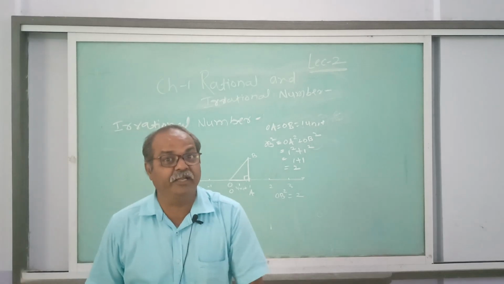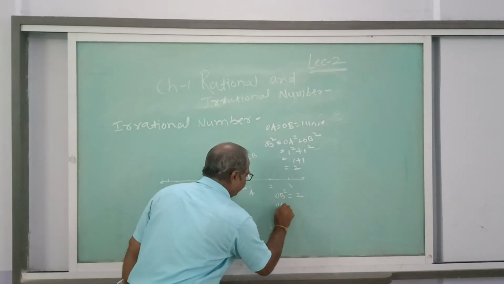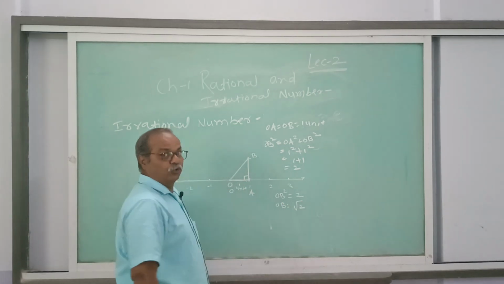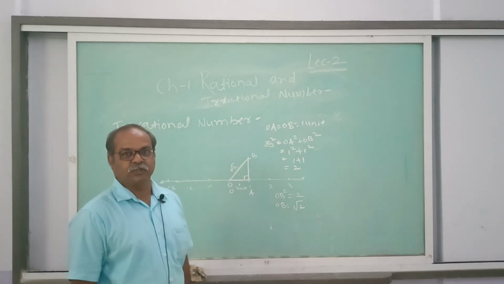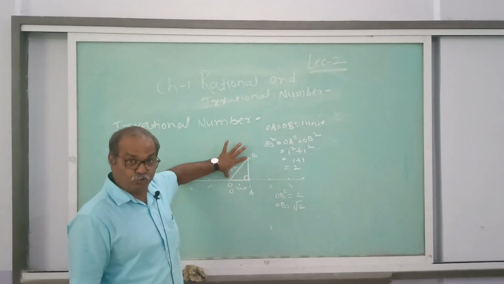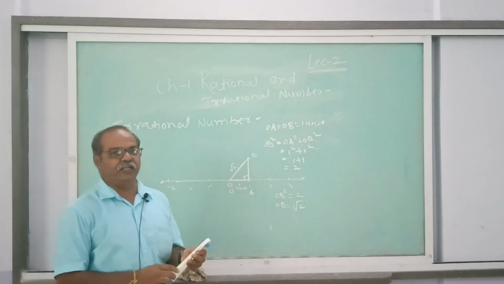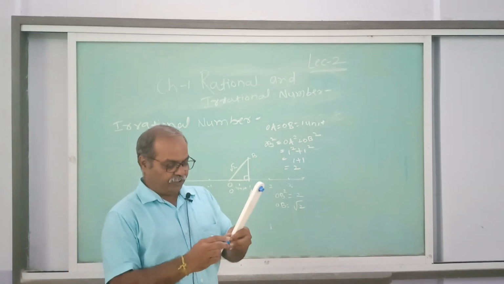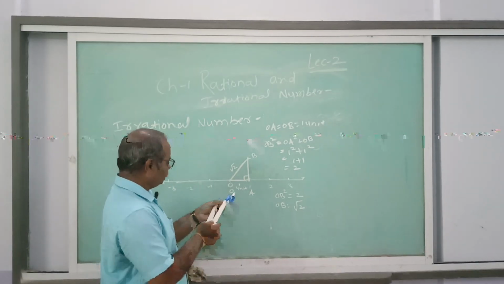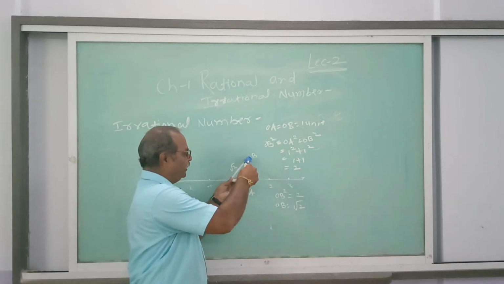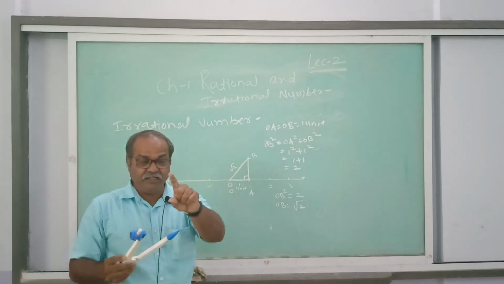I want to find OB, so taking the square root on both sides. The square root of OB square is OB and the square root of 2 is root 2. So the length of OB here is root 2. Now I get the length of OB, which is root 2. So I plot that root 2. I take the compass, place the pointer and take the distance OB. Now this distance is root 2 because I found the value of OB.